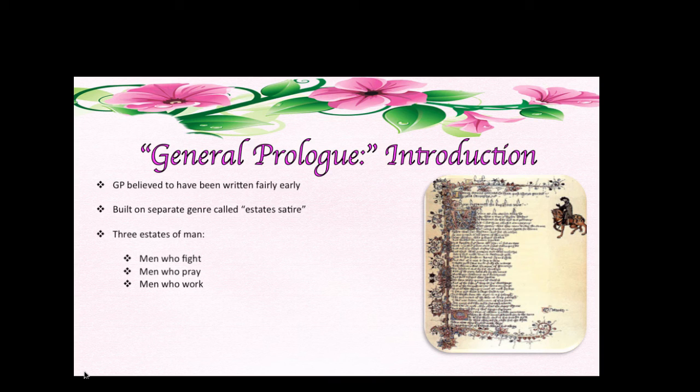Now, Chaucer does include an ideal man, an ideal pilgrim for each of these estates. The ideal man who fights in the Canterbury Tales is the knight. The ideal among the men who pray in the Canterbury Tales is the parson. And the ideal among the men who work in the Canterbury Tales is the plowman. All of the other pilgrims fall into these estates, but they are less than the ideal for various reasons.